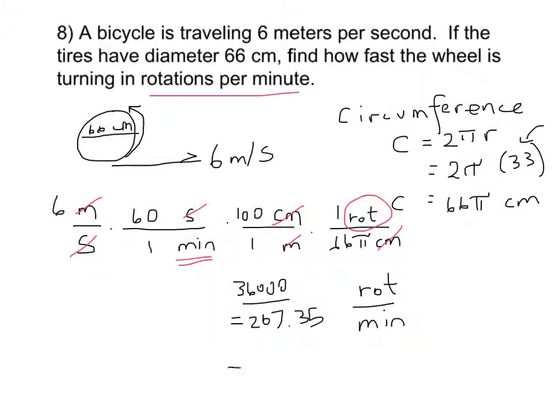And that's kind of a weird number, so we'll just go ahead and divide those, and we'll end up with about 173.6 rotations per minute as my solution.